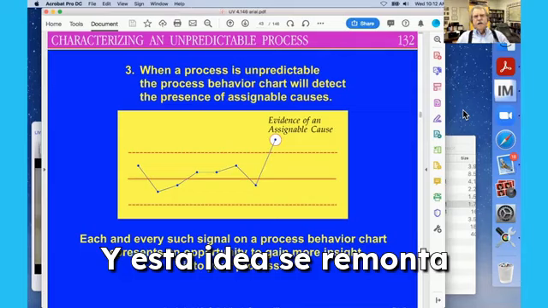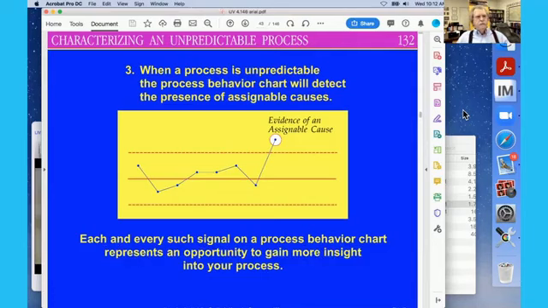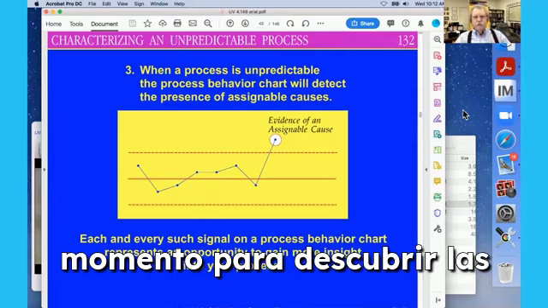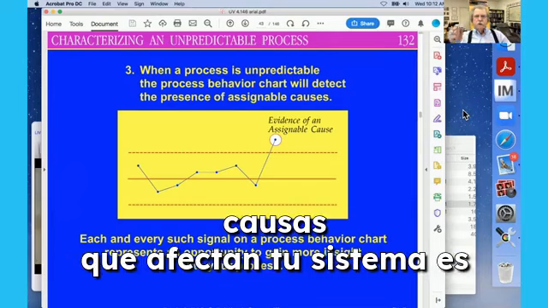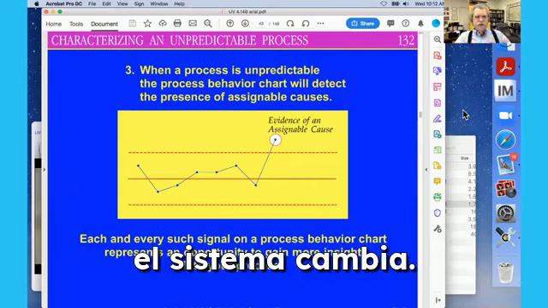And this idea goes all the way back to Aristotle. Aristotle taught us the time to discover the causes that affect your system is to look at those points where the system changes.